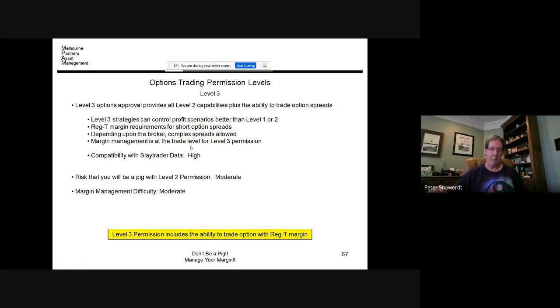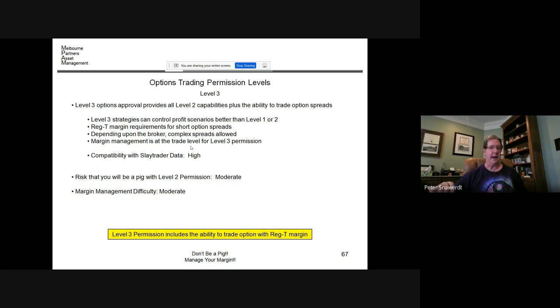Reg T margin requirements are applicable here, so that you're limited in the number of spreads that you can potentially sell. I don't know, I think I do go over Reg T later in this presentation, so we'll talk a little bit about that. You can look it up on your own. Basically, Reg T margin limits the amount of spreads that you can sell based upon the size of your brokerage account, and there's also house margin rules and things like that from your broker.